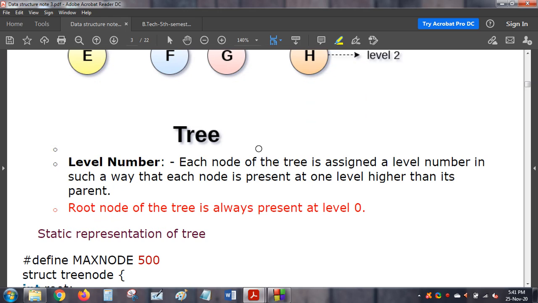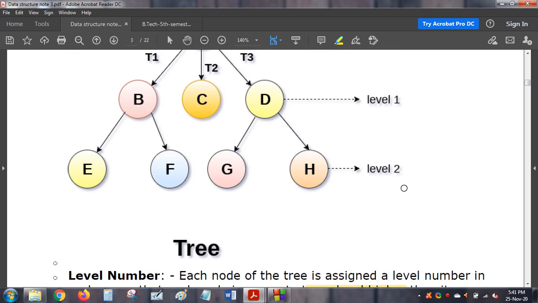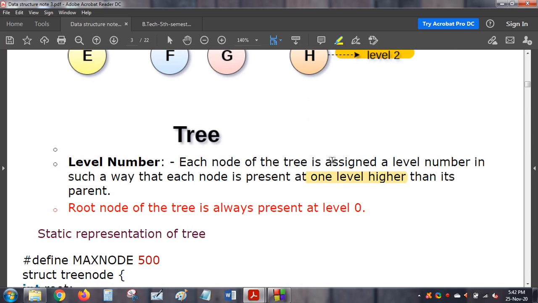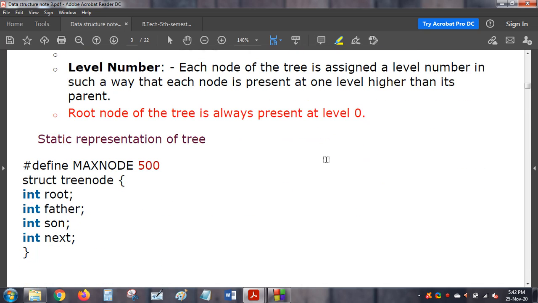Level number. Each node of the tree is assigned a level number in such a way that each node is present at one level higher than its parent. So these are the levels which are mentioned. This is level 0, this is level 1. The root node is our level 0. The rest are levels as they are found. The root node is present at level 0.